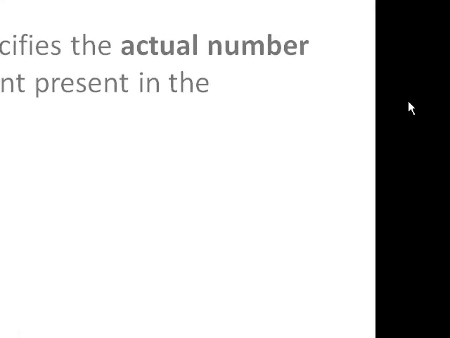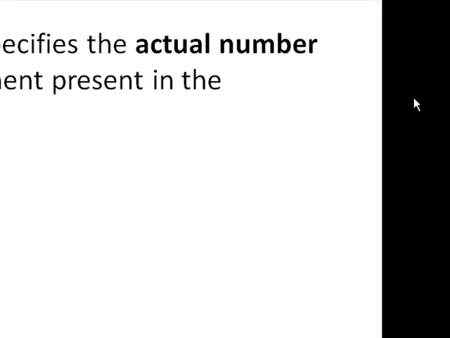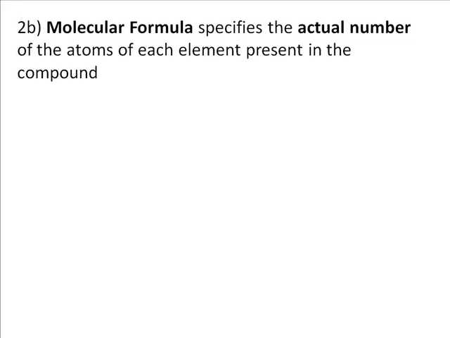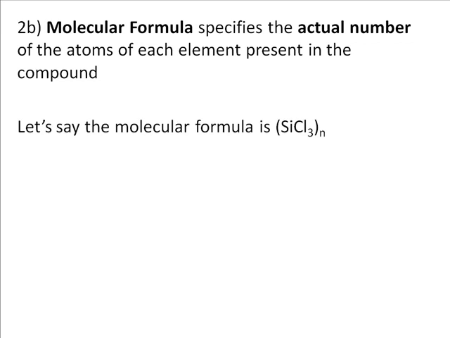In part B, we are asked to find the molecular formula given the molar mass of 269 grams per mole. Now if you recall, the molecular formula specifies the actual number of the atoms of each element present in the compound. Now the molecular formula is a multiple of the empirical formula. Let's say our molecular formula is (SiCl3)n.